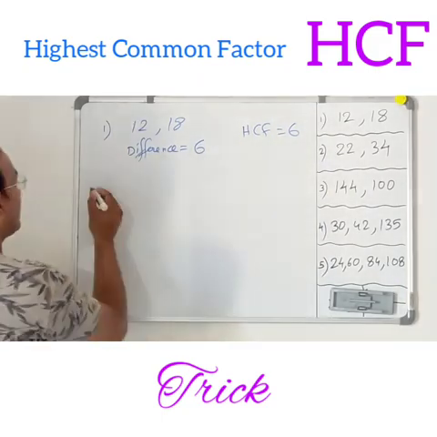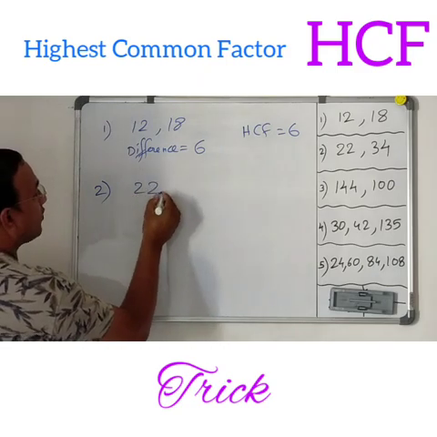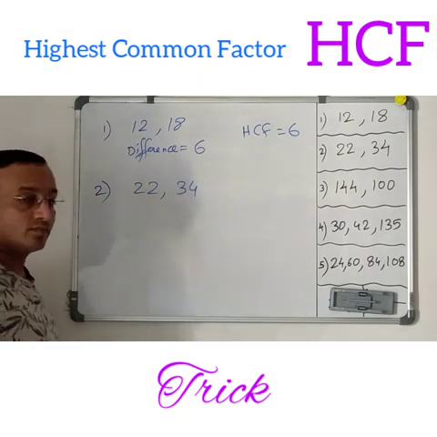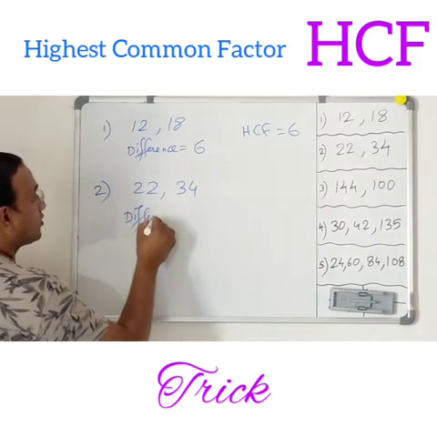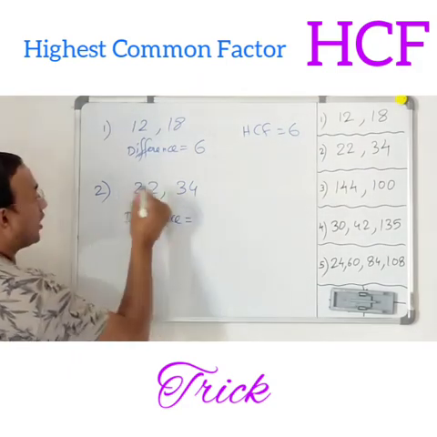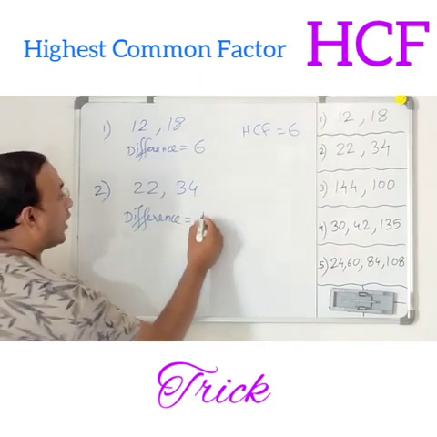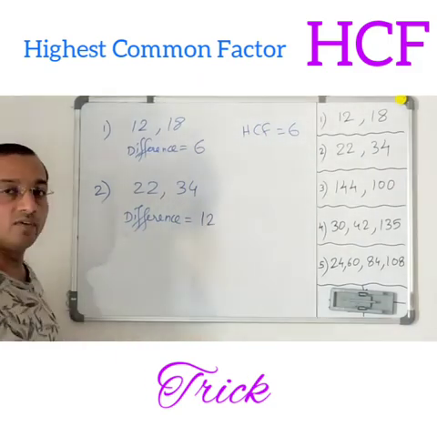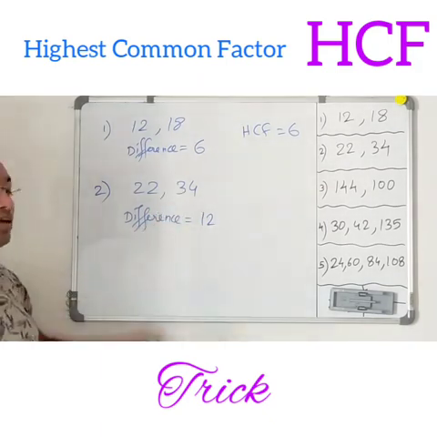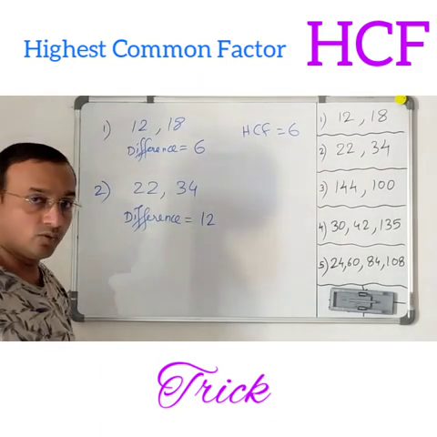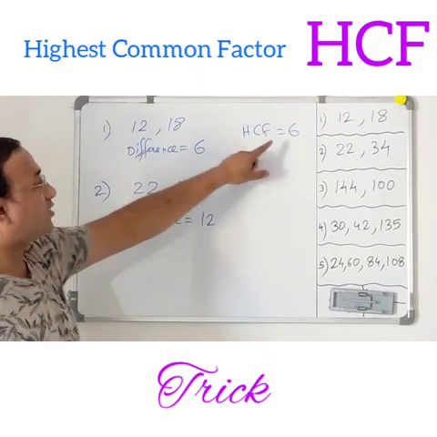Let's go with the second example. Find the HCF of 22 and 34. What must we do friends in this trick? Let's find the difference. What is the difference between 34 and 22? It's nothing but 12. If you subtract 22 from 34, we get 12. Does 12 divide 22? No. Does 12 divide 34? No. Then what do we need to do? If it divides directly, we write it as HCF.